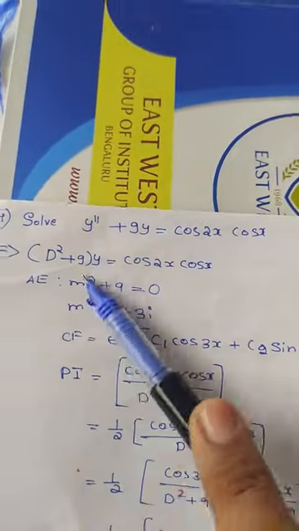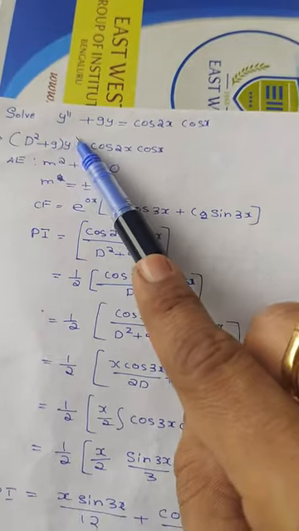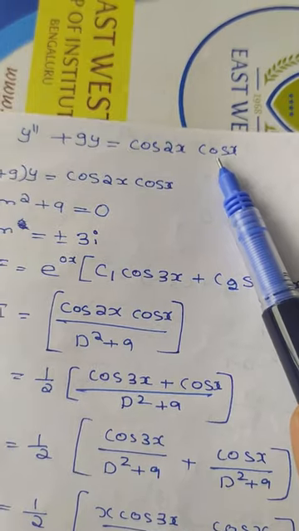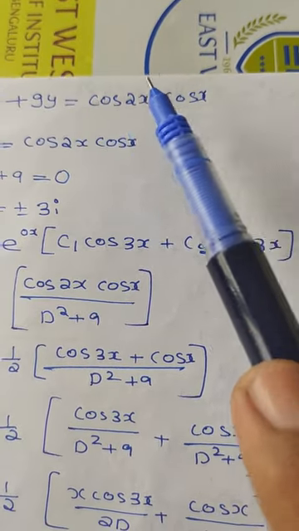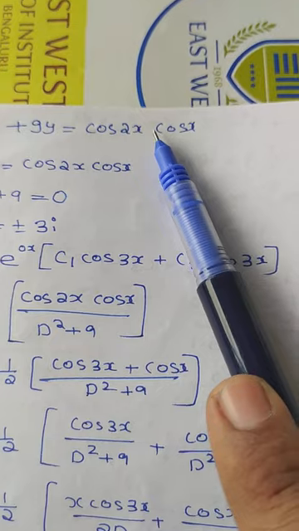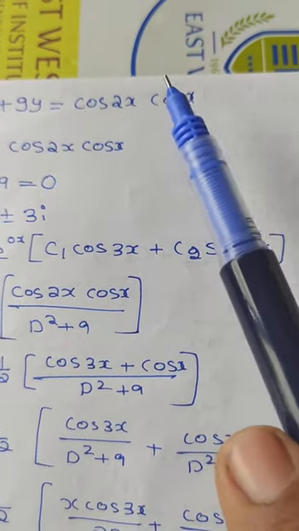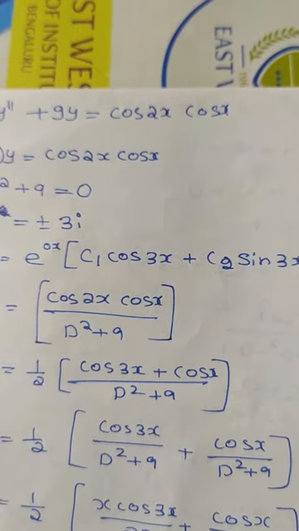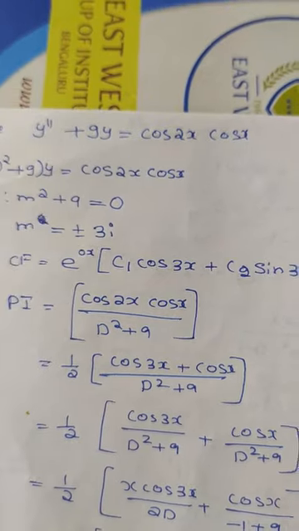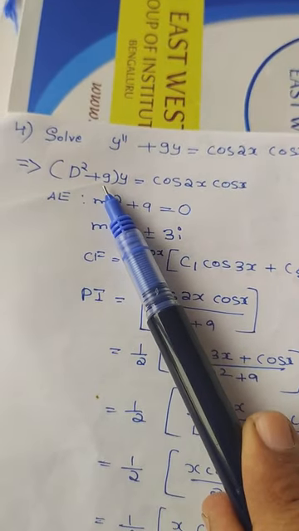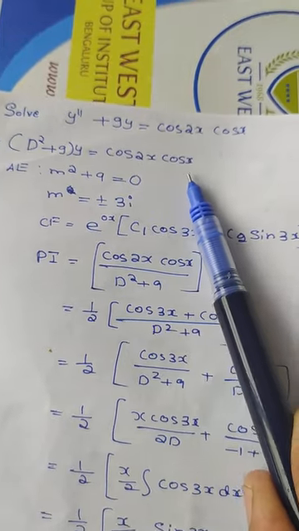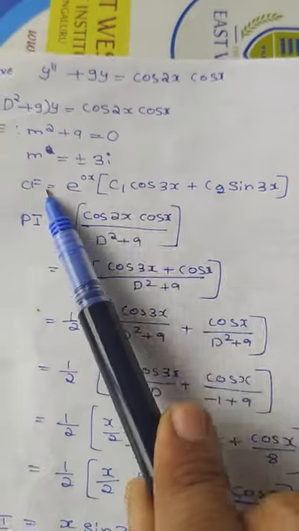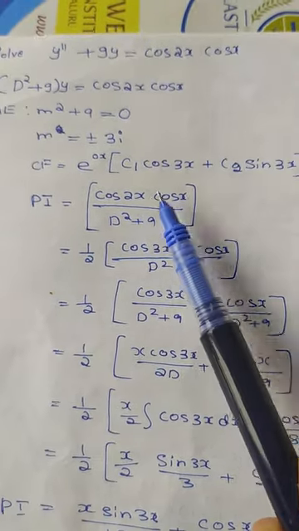Next one. See, here we have y double dash plus 9y is equal to cos 2x into cos x. Use the cos A cos B formula. If we have a product of two trigonometric functions, which may be sin, cos, etc., use the formula to convert into one function. D square plus 9 into y is equal to cos 2x into cos x. m square plus 9 is equal to 0 is the auxiliary equation. Roots are plus or minus 3i. This is your CF. Now come to the PI.